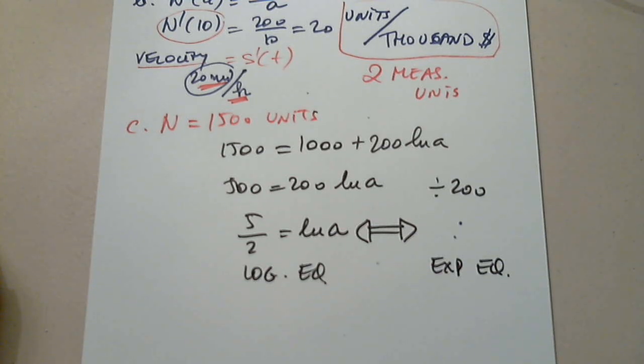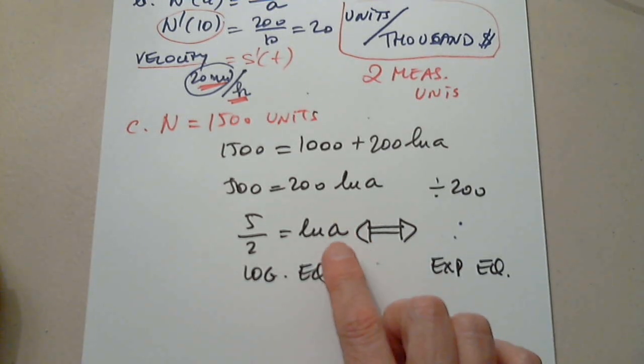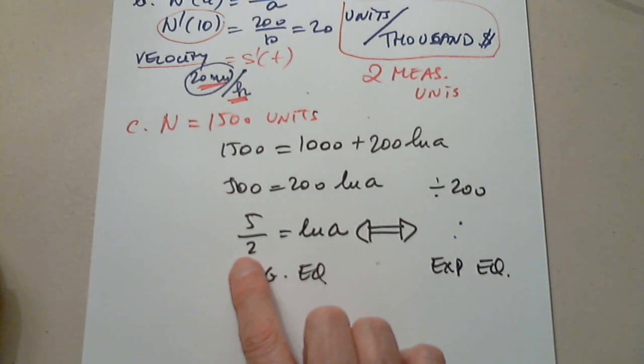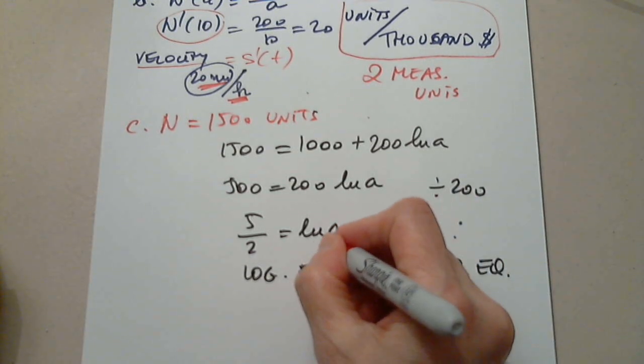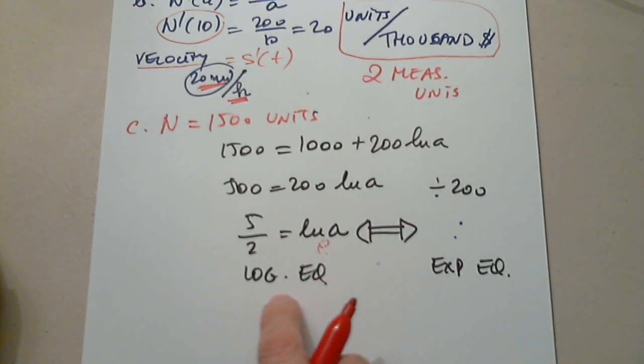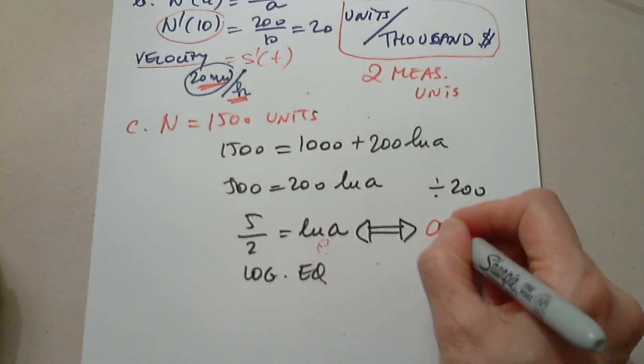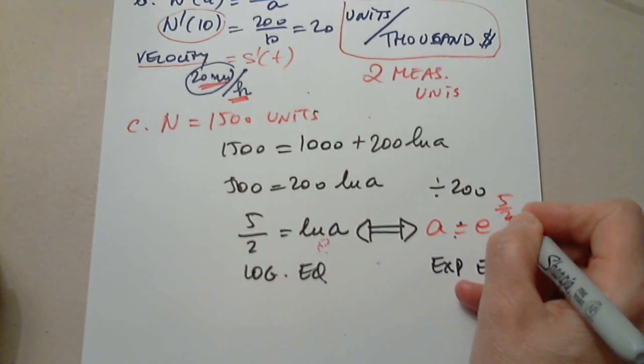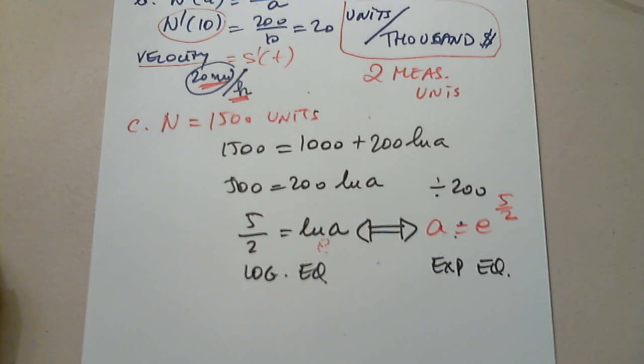Would you just raise it to the e power? Say it again. You would raise it to the e power. So e to the 5 over 2. Yes, because the base here is e. E to this power equals A. Very good. Awesome. I'm going to share my screen and calculate this.